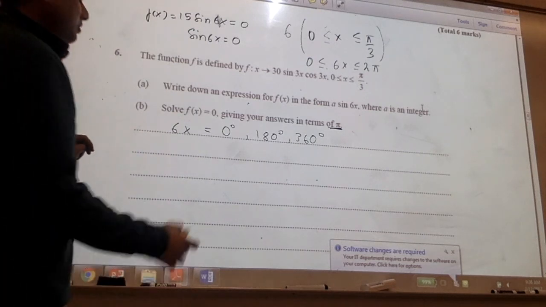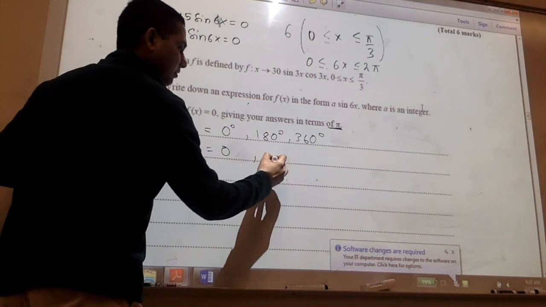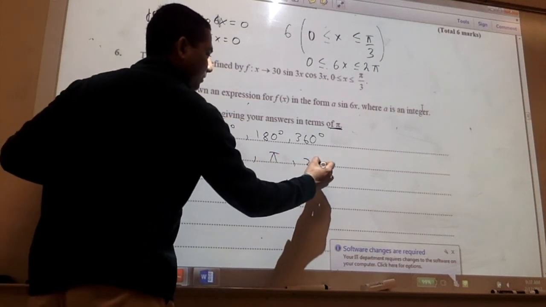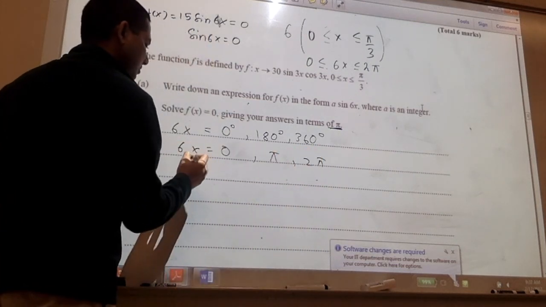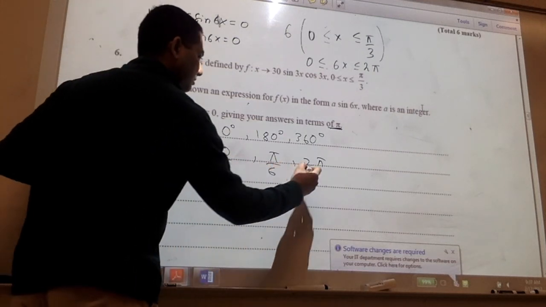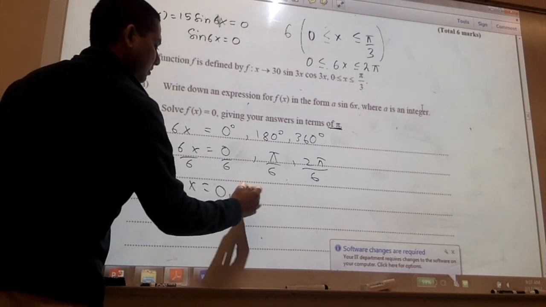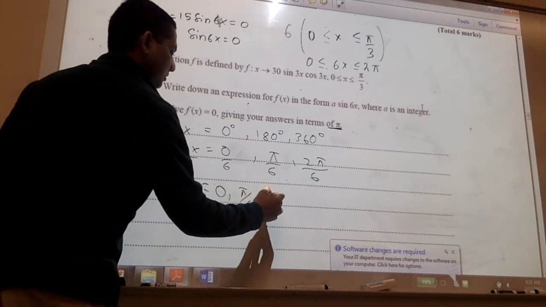So before that, I'm going to convert this into radians: 0, pi and 2 pi. That is 6x. So my x value will be divided by 6. So x is equal to 0, pi over 6 and pi over 3.